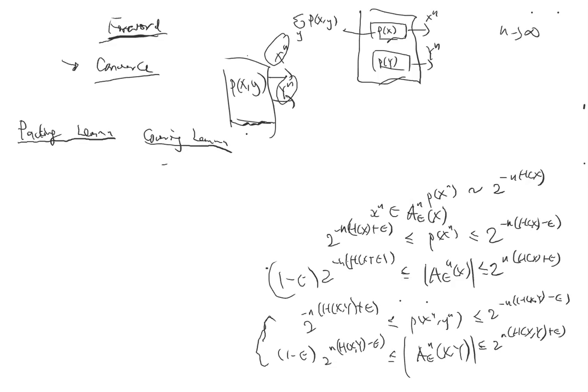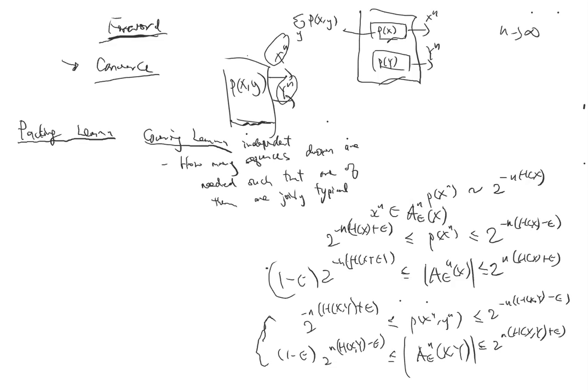This is known as the covering lemma. Basically it's trying to address how many independent sequences drawn are needed such that one of them are jointly typical. That's very quick, that's very nice. Actually, let's make it a question here. Since Joe already tried it out, how many of them?